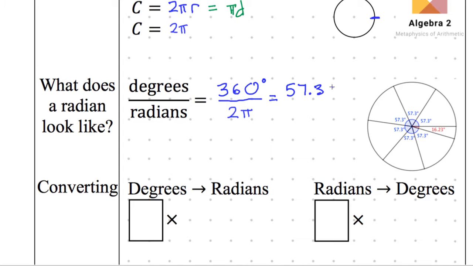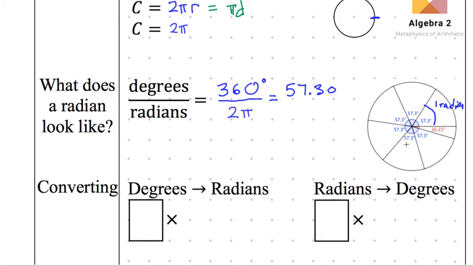57.30. Okay. Look over here on the right-hand side of your own notes. I have given you 57.3 degrees. That right here is 1 radian. Label it. 1 radian. That's what a radian looks like. It is that slice of pi of the unit circle. That's what a radian looks like.